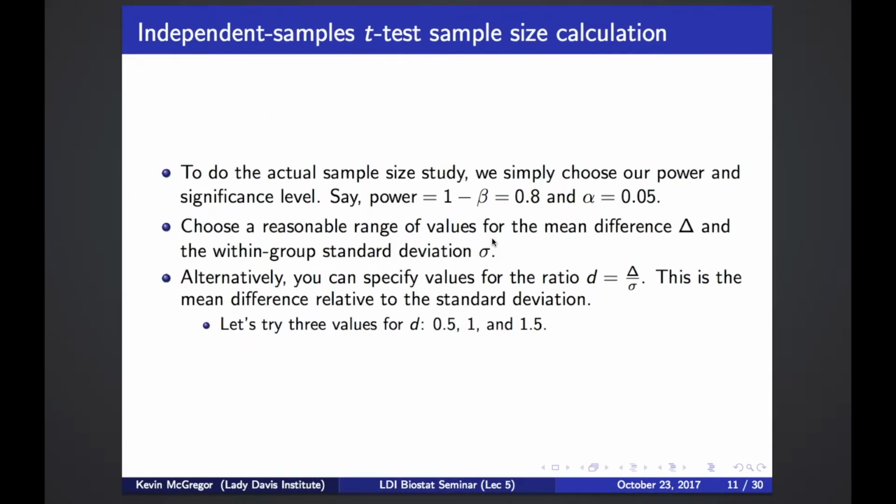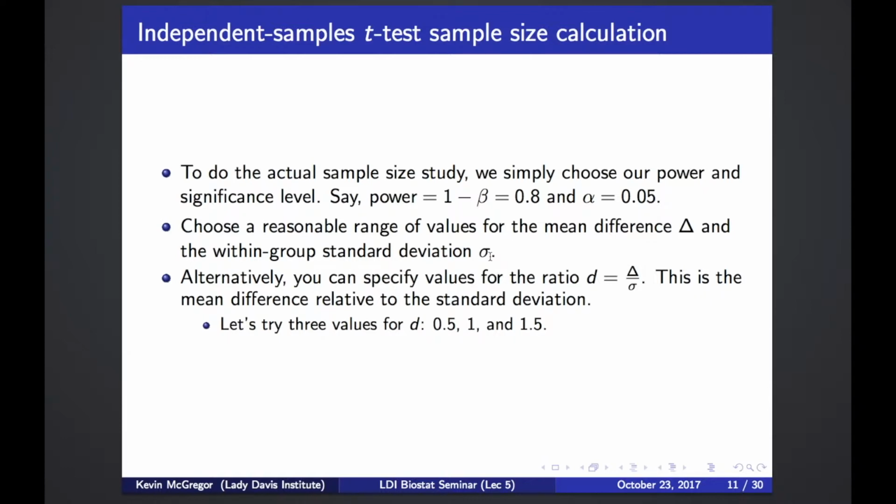Okay, so I'm going to do a very quick example. Let's say we're doing an independent samples t-test, and we want a power of 0.8 and we want to test at significance level 0.05, which would imply a type 1 error rate of 0.05. We can do one of two things. We can choose a reasonable range of values for this mean difference and for this within group standard deviation sigma.